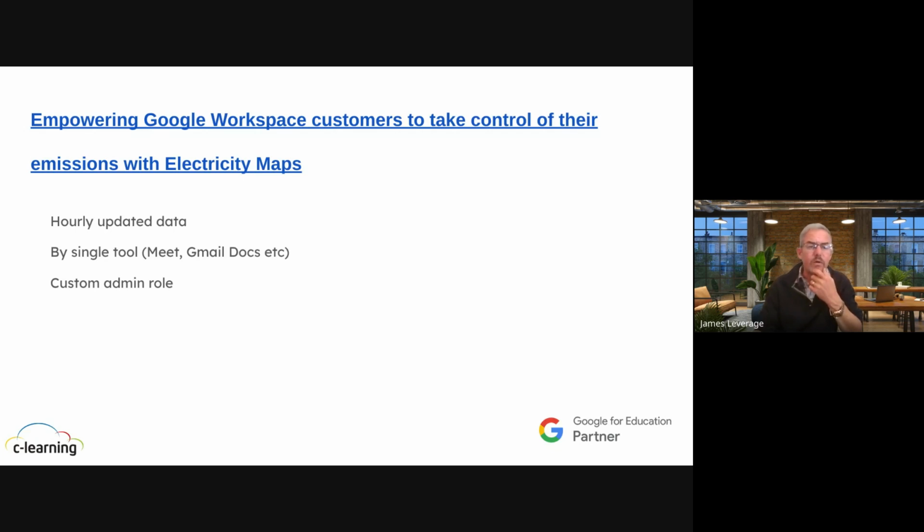And now that you've got that visibility of a carbon footprint for your domain, you can create a custom admin role so that you can give a sustainability officer, or whoever it is within your establishment that has to look at this sort of stuff, an admin role that just looks at that reporting functionality.